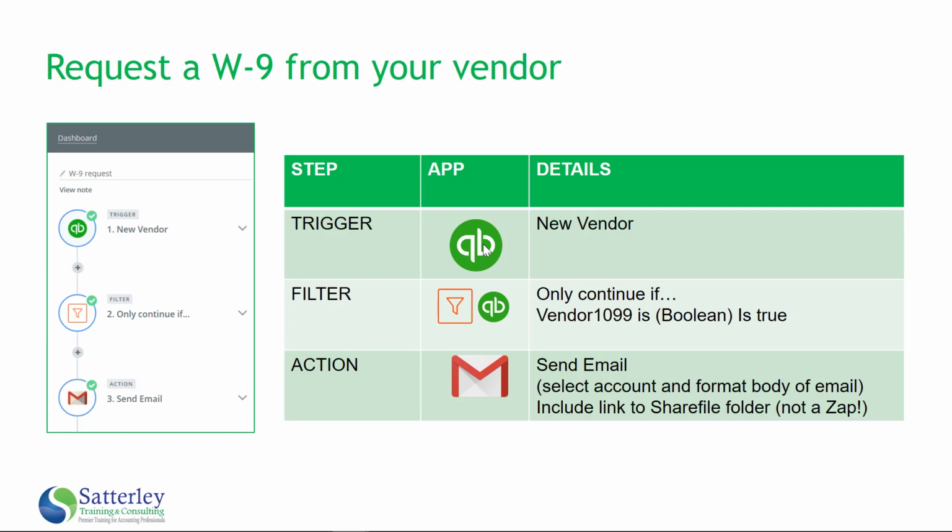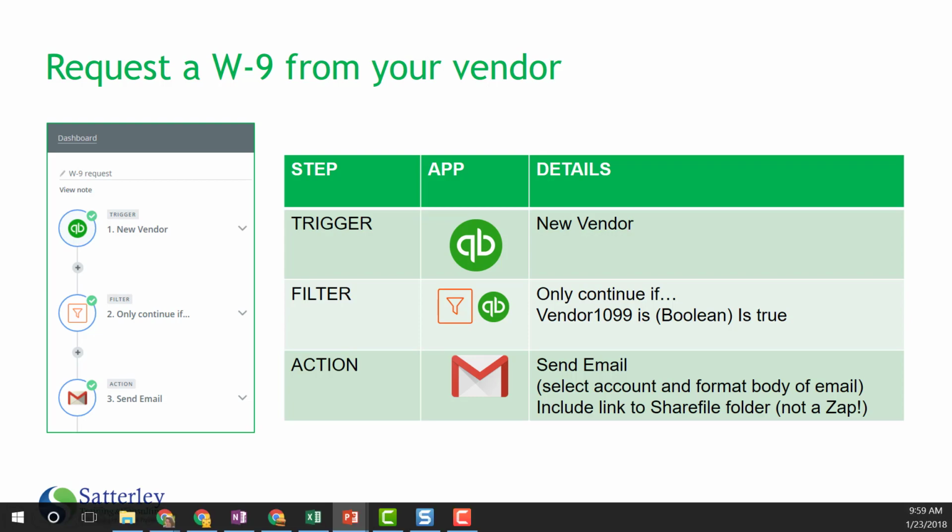Then I'm going to tell Zapier in the action step to send an email, and I'm going to set up the email with the wording that I like. I'm going to attach a blank W-9, and I'm going to insert in that email a link to my ShareFile folder. So let's take a peek at how I'm going to set up this Zap to automate my W-9 collection process.